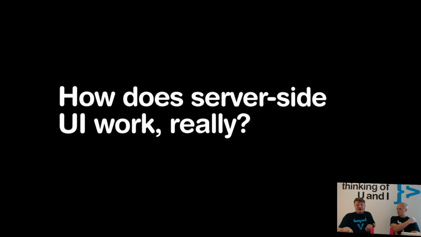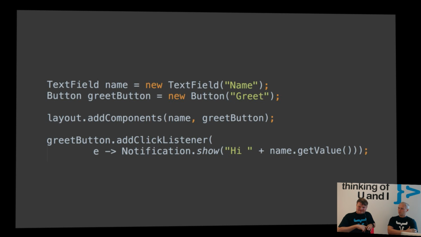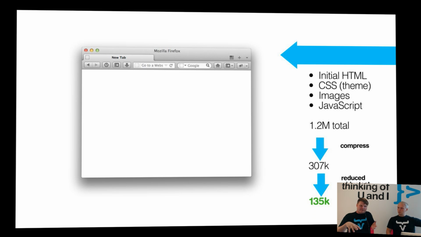Quick peek at how this magic is done. If you write a piece of code, this is just Java running on the server side, you define 2 components, add these on the layout, and then add a click listener or anything to those components. How does this translate to web? When you open this application in a web browser, your browser goes to the server side, to the Vaadin servlet, and downloads a bunch of HTML and JavaScript.